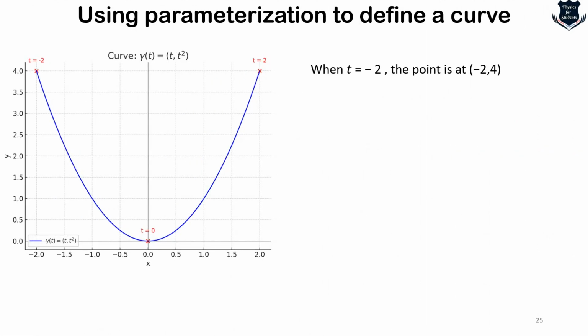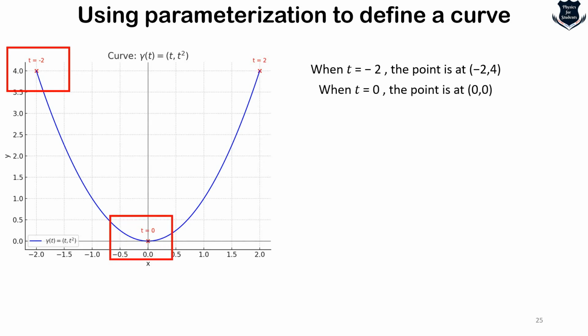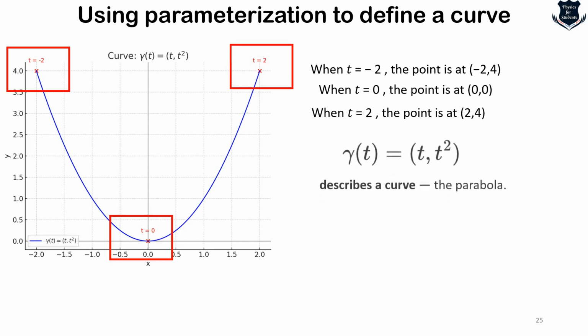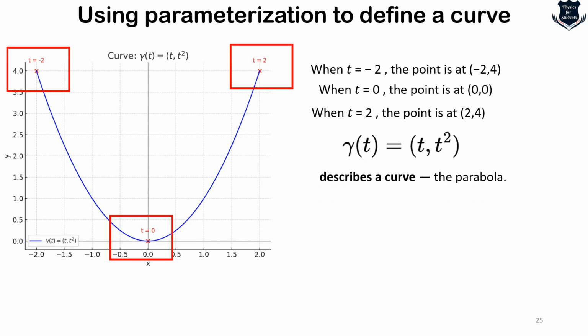So here you can see when t equals minus 2, the point is at (t, minus 2 power 4). Here you can see it is minus 2 on the x axis, and this one is 4. When t is 0, it is at (0, 0), and when t is 2, the point is at (2, 4). So the curve is basically given by this notation, gamma of t equals (t, t squared), meaning that x(t) equals t and y(t) equals t squared.